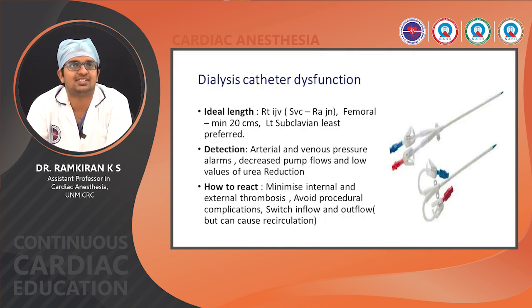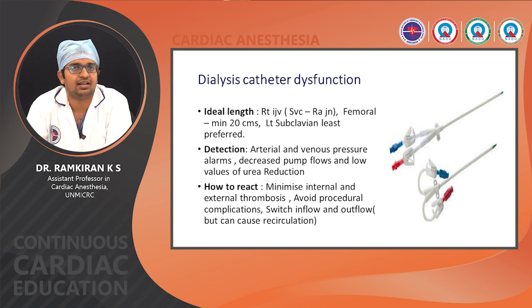And what is dialysis catheter dysfunction? So some extra aspects regarding the renal replacement therapy. Ideally, the ideal length is very important. The site of the catheter is also very important. Preferred catheters would be the right internal jugular vein, followed by the right subclavian vein, and then the left internal jugular vein. The left subclavian is the least preferred.